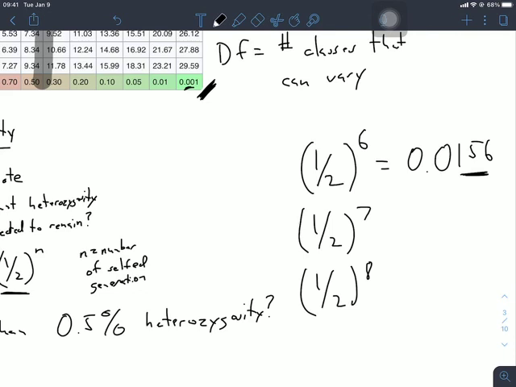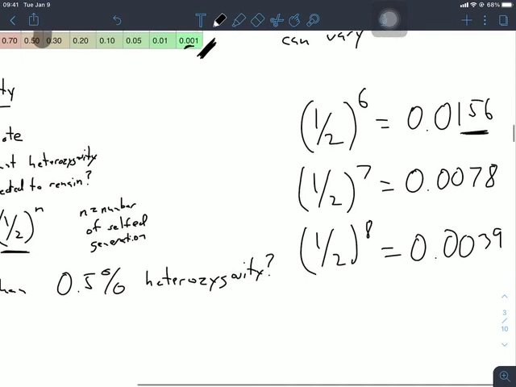Next up, 0.5 to the 7th gets you below 1% at 0.0078, but still higher than 0.5%. And then 0.5 to the 8th gets you your value of 0.0039 in terms of your genome-wide residual heterozygosity.